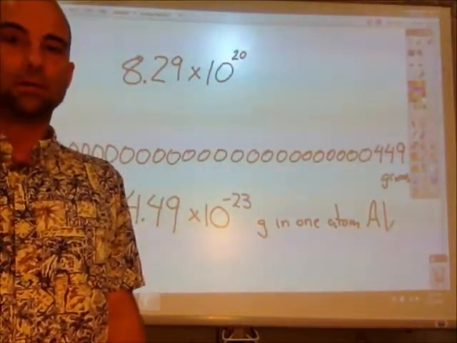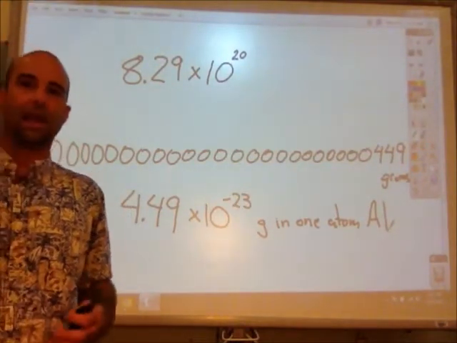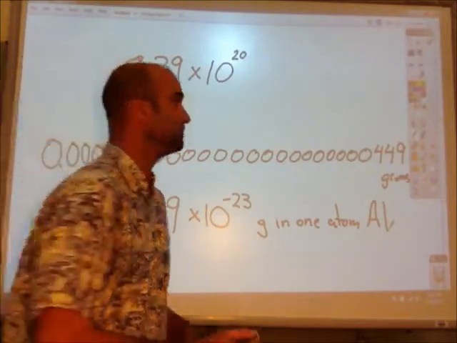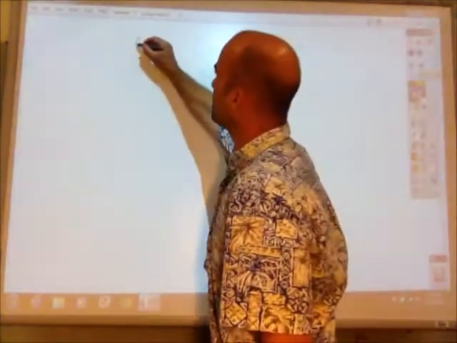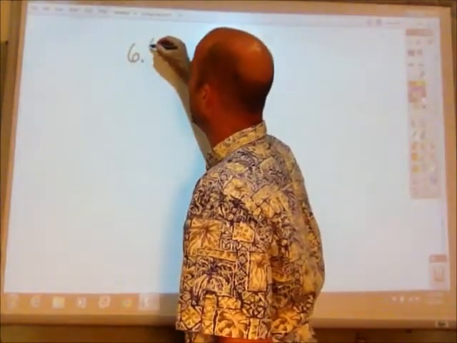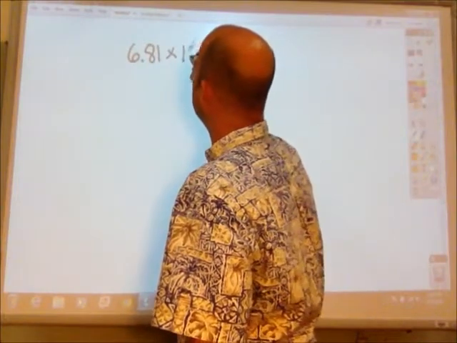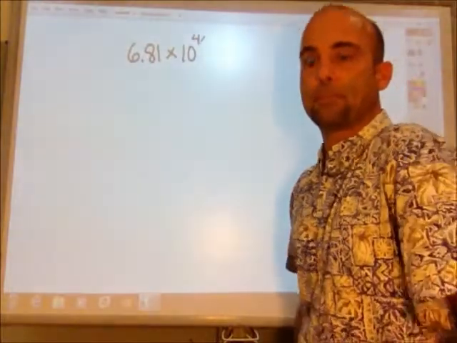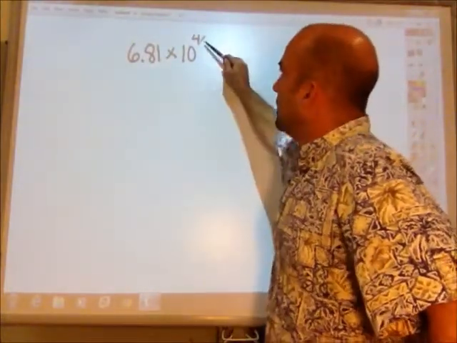So let's take it the other way. What if you're given a number in scientific notation and you need to see that number in standard notation? Let's take a number like 6.81 times 10 to the fourth power. We want to put this in regular notation.